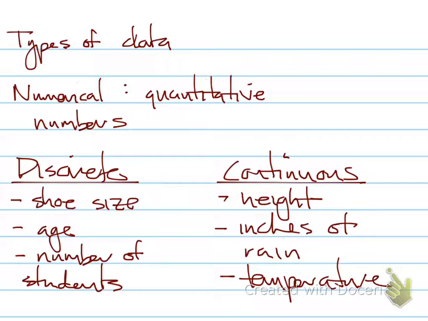And on the flip side, we've got quantitative data, which is numerical data. And we have two types of numerical data. We've got discrete and continuous. Discrete are basically things that exist in whole numbers, like shoe sizes, ages, number of students in a class. Continuous numerical data are usually measurements, things where you can have fractions, like heights, inches of rain, temperature. Those are all measurements and examples of continuous numerical data.